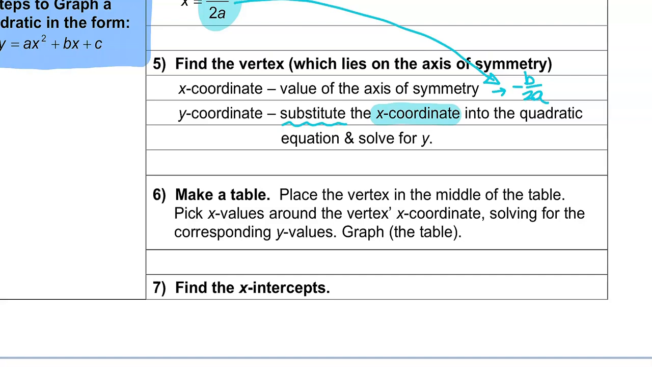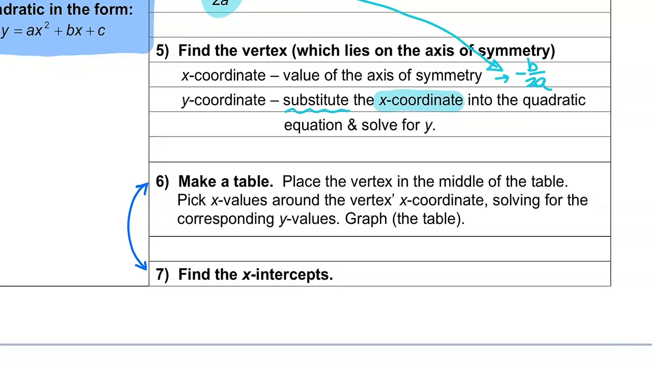Six is make a table, place the vertex in the middle of the table and pick x values around the vertex coordinate, solving for the corresponding y values, then graph. And then 7 is find the x-intercepts. I'll actually probably flip-flop these last two. I think that would be easier. Okay, can we go down to the examples?